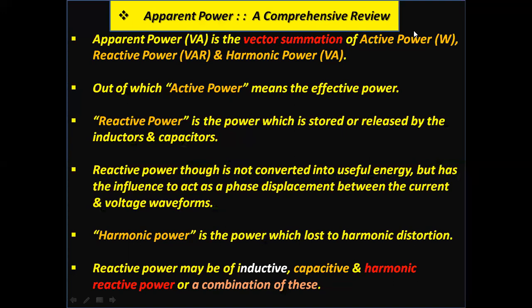Let's start with apparent power, a comprehensive review. Apparent power, VA, is the vector summation of active power, that is watts, reactive power, var, and harmonic power. It is also VA. Out of which active power means the effective power.